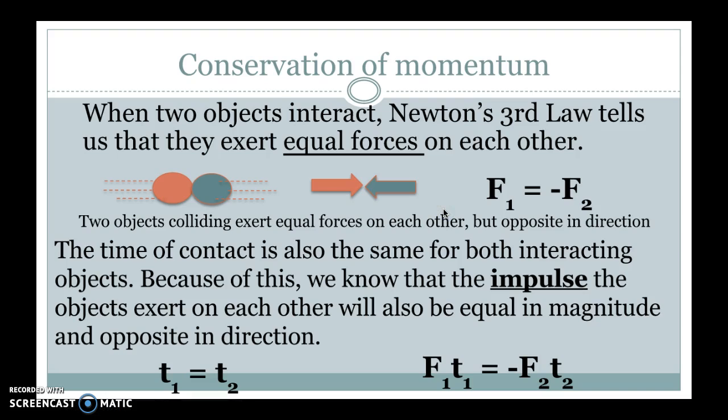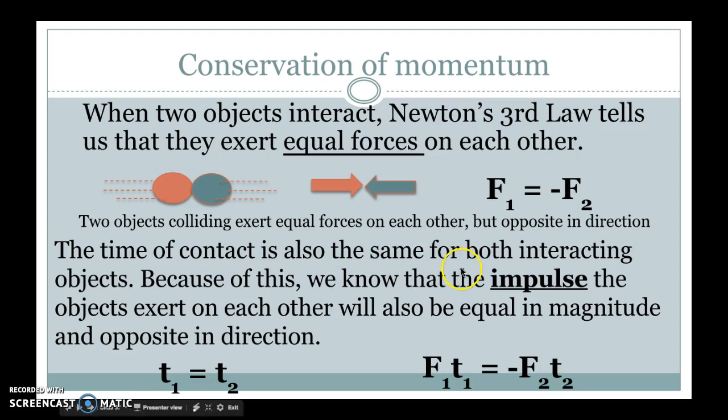So top of page 26, I've underlined the things that fill in the blank. When two objects interact, Newton's third law tells us that they exert equal forces on each other. So here's an example of two objects colliding. They exert equal forces on each other, but they are opposite in direction. So force 1 would be equal to negative force 2. The time of contact is also the same for both. So however long this red object is in contact with this gray object, those times are equal.